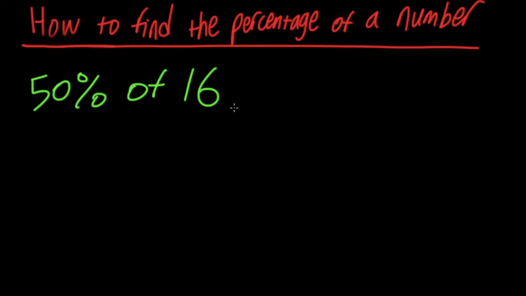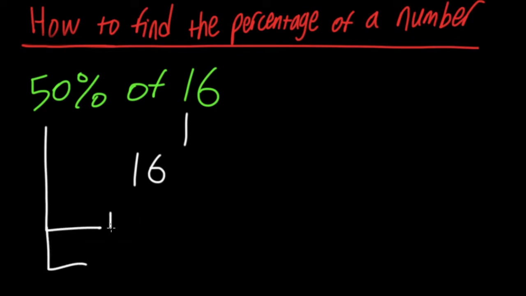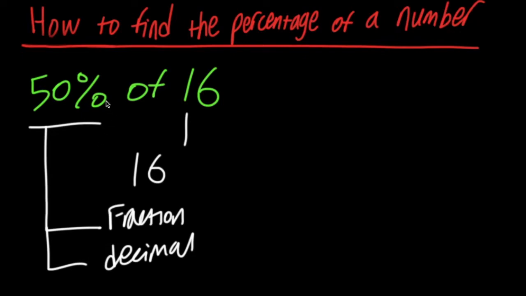So what you want to do is take your number, in this case 16, and multiply it by either the fraction or decimal form of your percentage. So our percentage is 50.